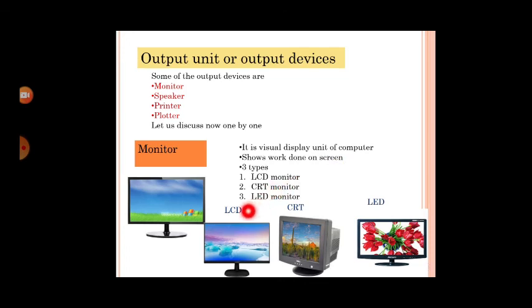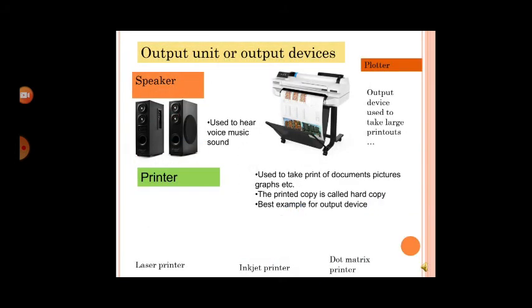There are three types of monitors, that is LCD, CRT and LED monitor. So next let us discuss another output unit, that is the speaker. Speaker is used to hear voice, music and sound. Next is the plotter. Plotter is the output device used to take large printouts. Just like banners, you can take the print from this plotter. Can you just see the plotter?